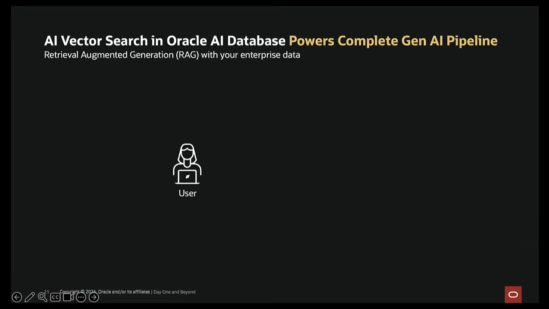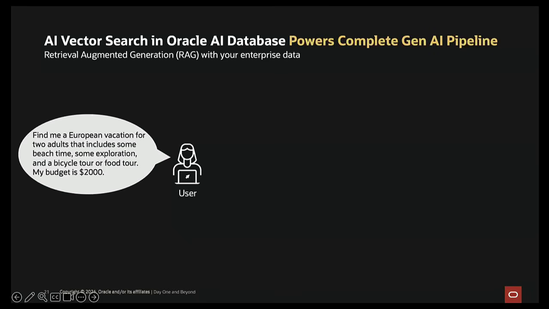So here's the flow on how AI vector search in Oracle AI database powers a complete Gen AI pipeline using retrieval augmented generation, or RAG, with your enterprise data. The user enters a natural language prompt to the AI assistant or chatbot to start a product search. Here you'll see that it just asks for a European vacation for two adults that includes beach time, bicycle tour, some exploration, and then it gives the budget of $2,000.